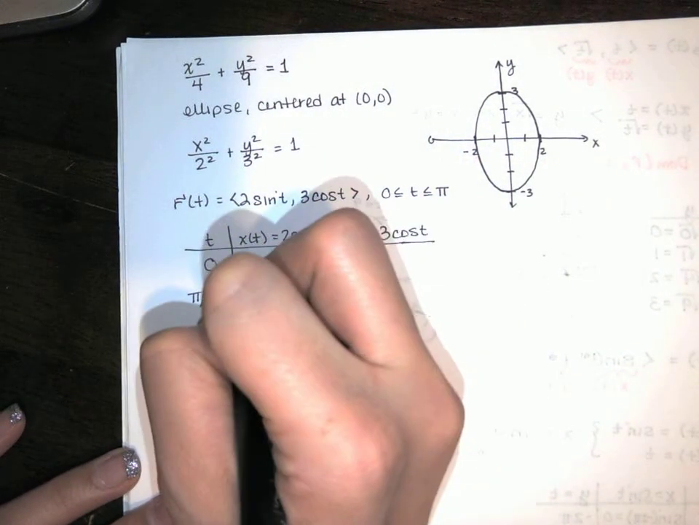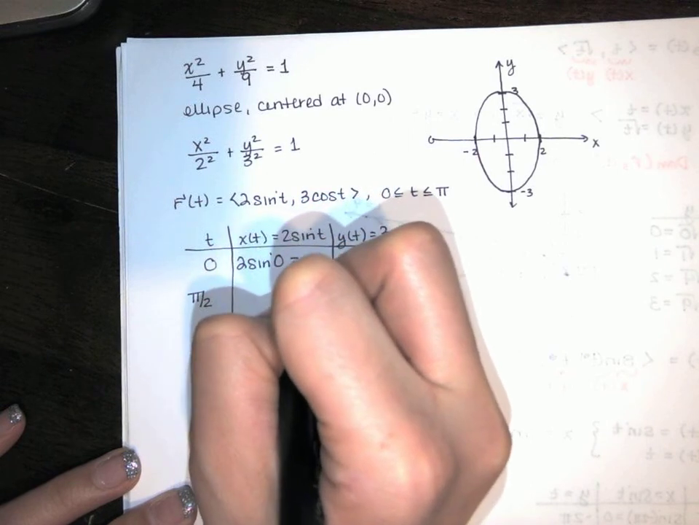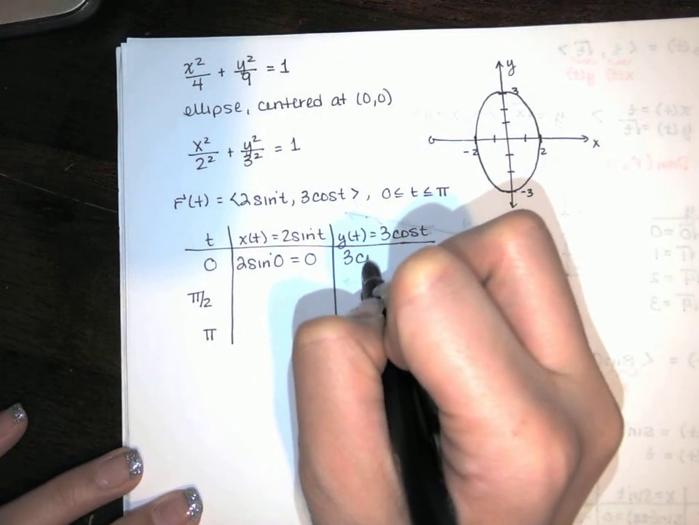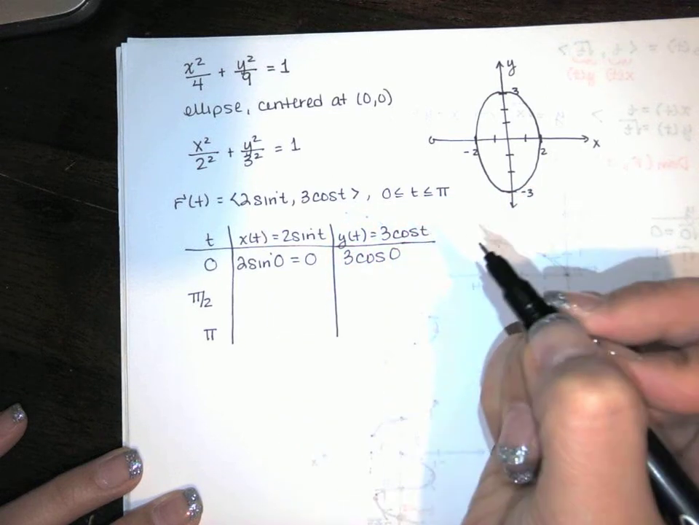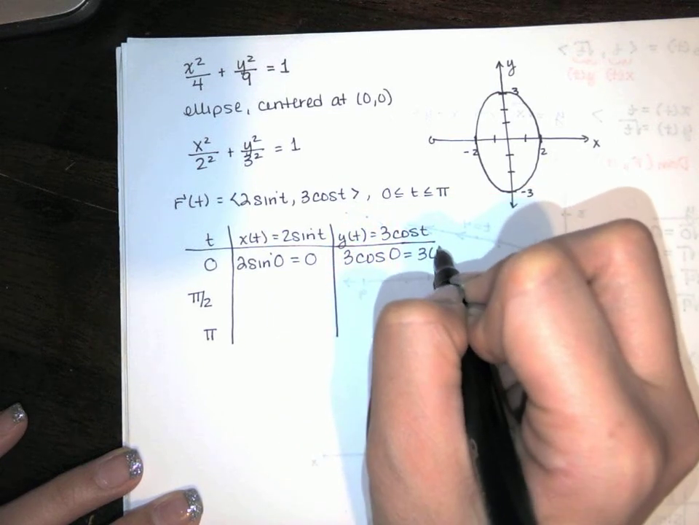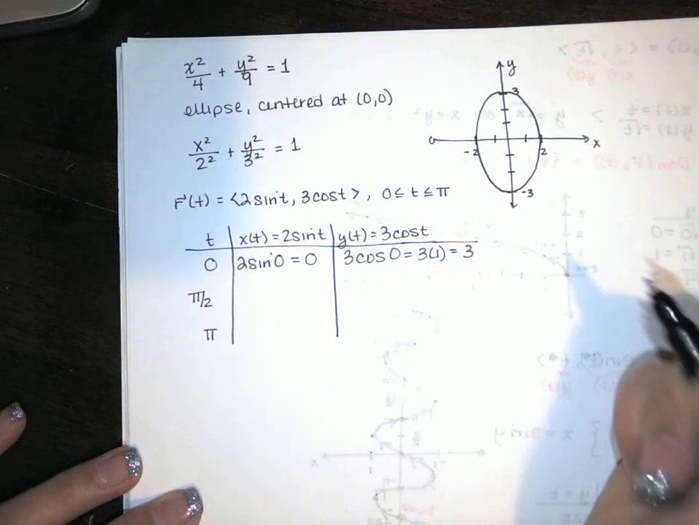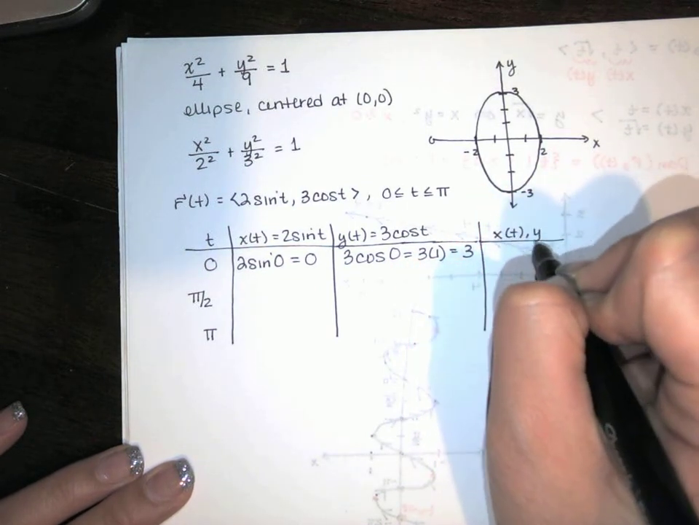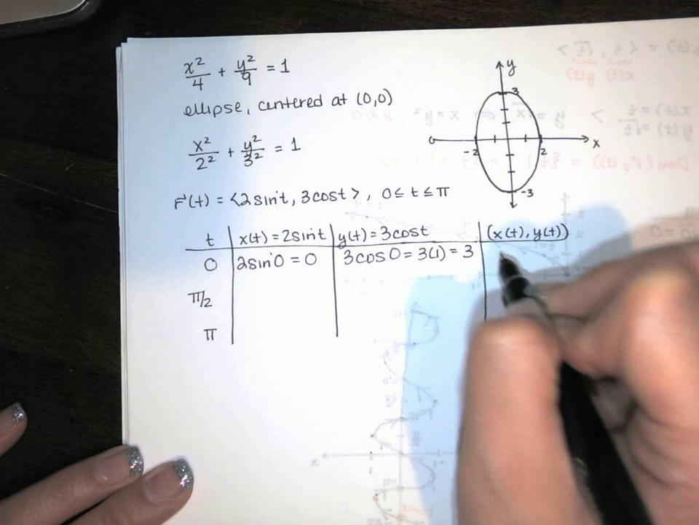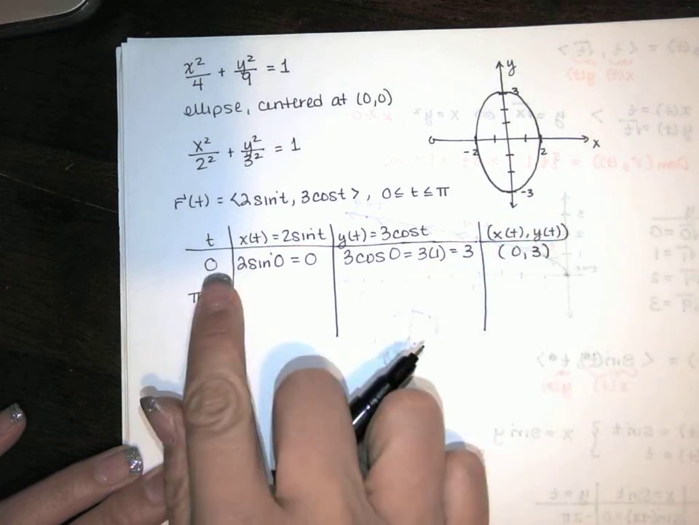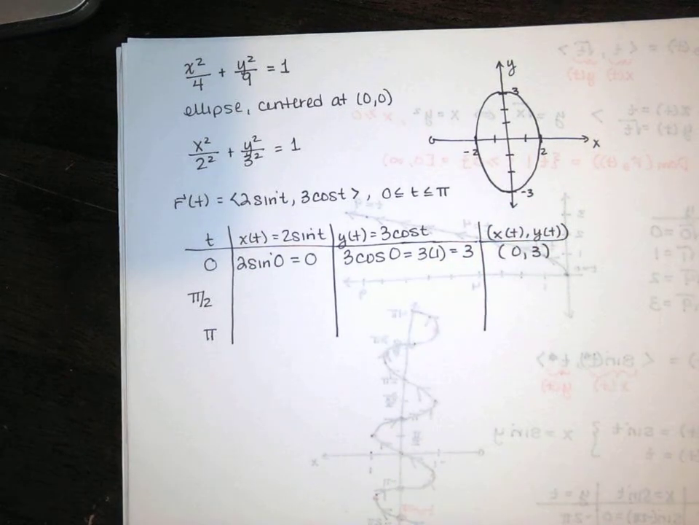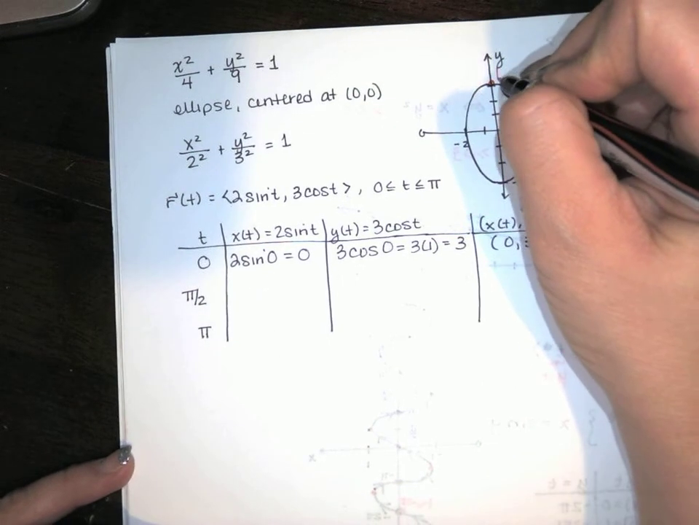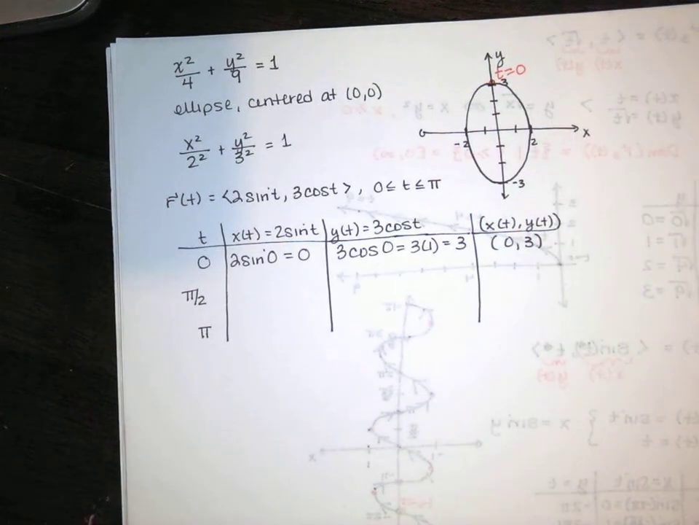So x of 0 is 2 times sine of 0, which is 0. And y of 0 is 3 times cosine of 0. Cosine of 0 is 1, so that's 3 times 1, which is 3. So that's telling us that we're at this location, x of t, y of t equals 0, 3. At time t equals 0, we are here. And x is 0, y is 3. So at t equals 0, we start there.